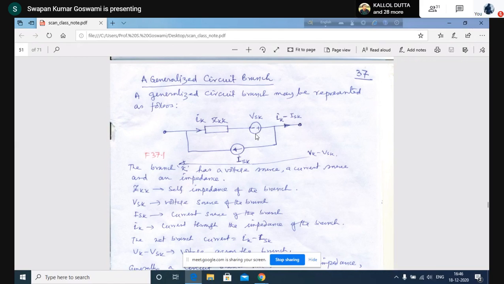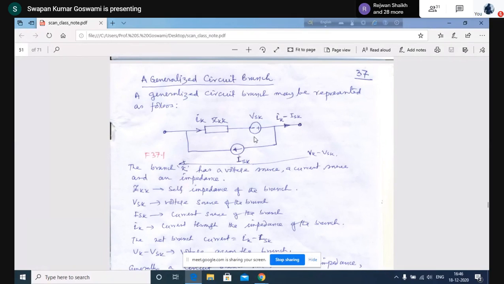Why is it a generalized branch? Because this particular branch can represent any type of network element. How? Let us consider that we want to show that this can represent the branch impedance only, not any voltage source, not any current source. In this case, what do we have to do?